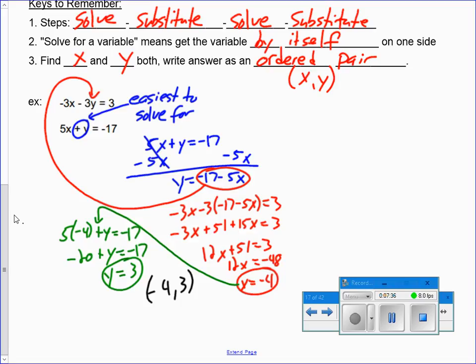So again, we talk about when this particular way will be easier. This will be the easiest way using substitution if one variable in one equation is already solved for, in either or sometimes both.